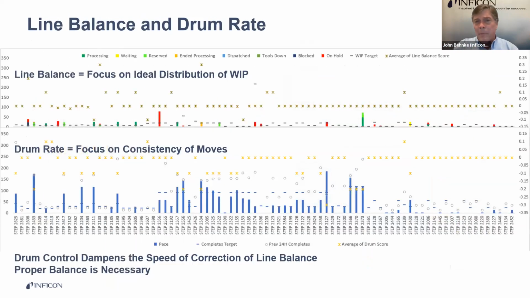This is just another example, the same chart I showed earlier. I did want to point out real quickly that there is sometimes a conflict between the drum rate and the line balance. I mentioned earlier that those are two different optimization strategies. Many factories use both, but you need to manage what is most appropriate for a particular area. It's part of a detailed conversation we could have at the working level.